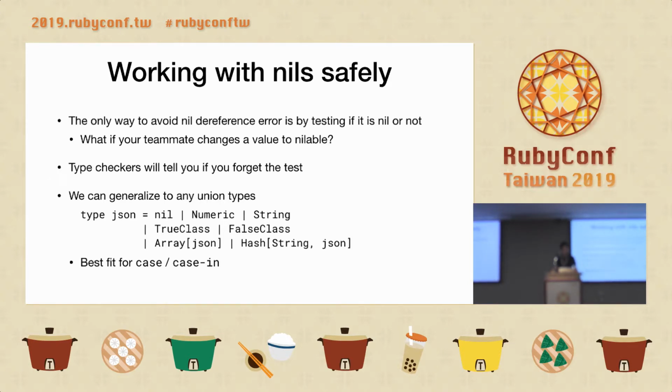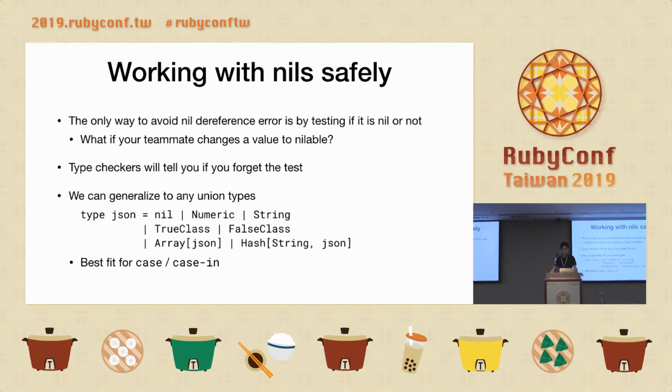Or maybe your teammate can change some of the implementation, and one change happens on this side and another one changes in a different program. Then it will be merged and the assumption is replaced. So instead of reviewing the changes so carefully, the type checker will tell you if you forget the test.